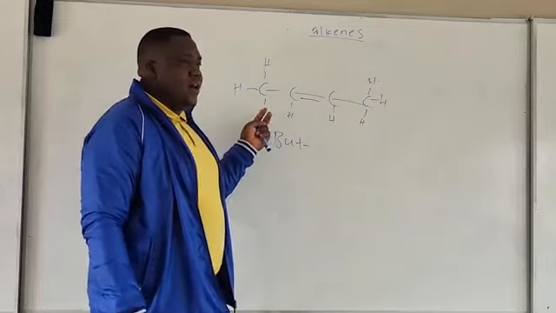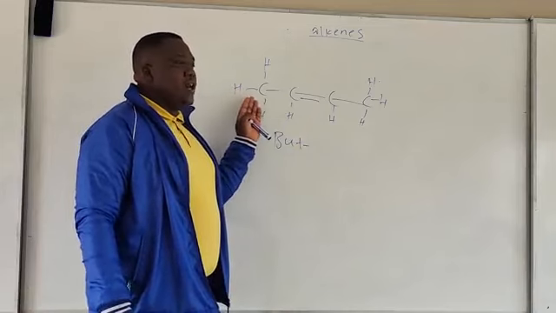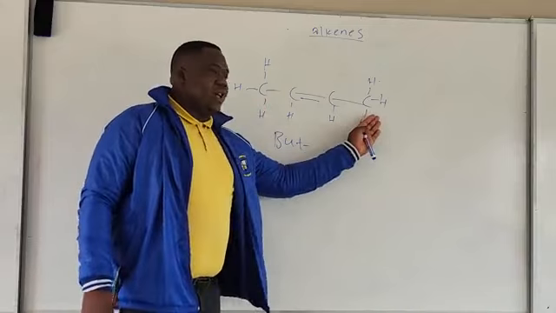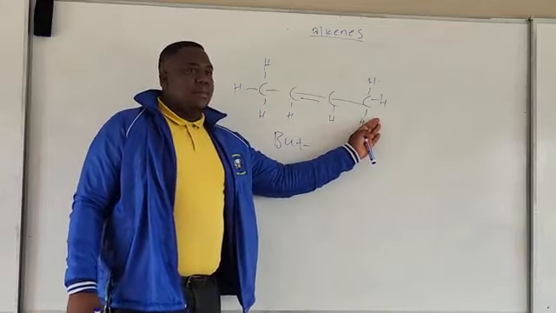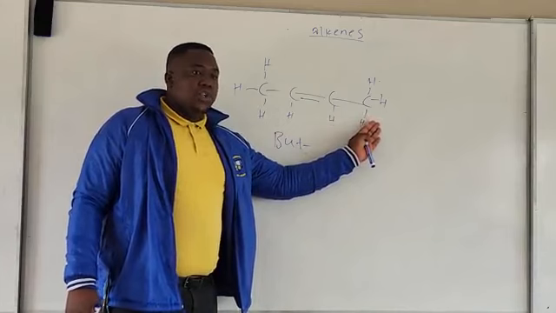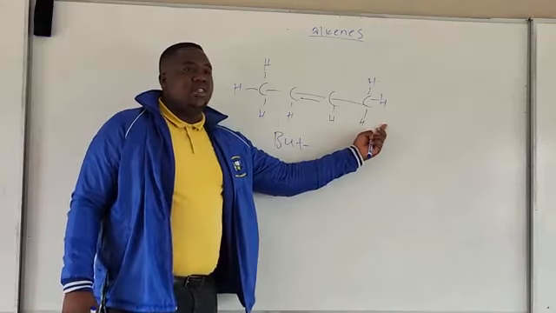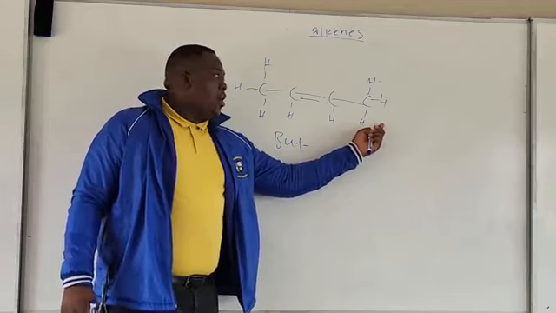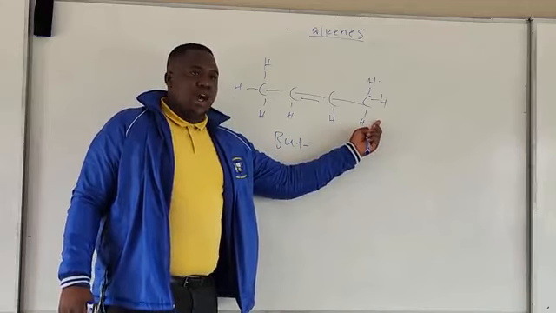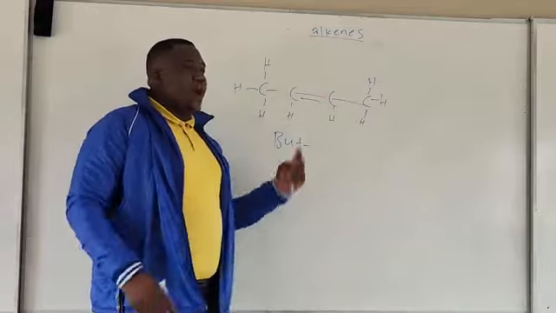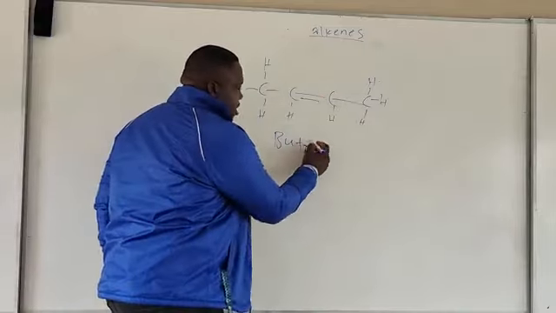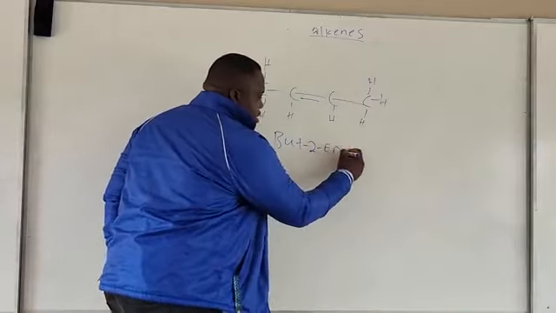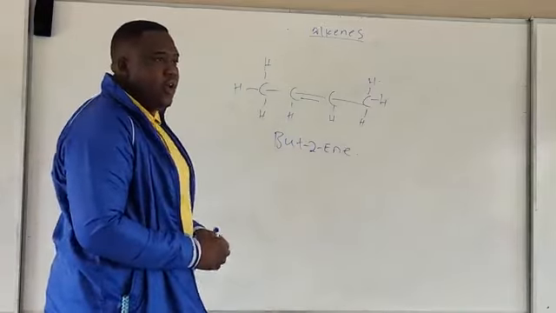If ever we started from this side and we find that the double bond is at carbon number 3, and when we start from this side we find that the double bond is at carbon number 2, we will choose to start from this side so that the double bond can be at the carbon which we will write as a smaller number, right? So here they are equal. It's 2 from both sides. So it means we have to say 2, then we write ene. So this one is but-2-ene.